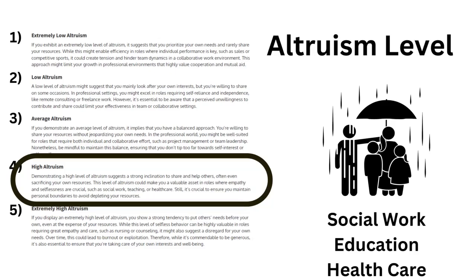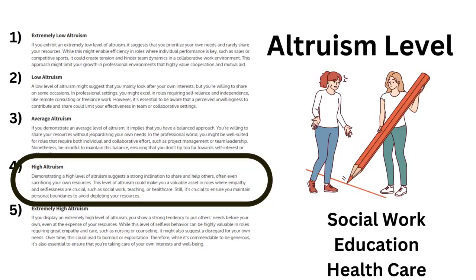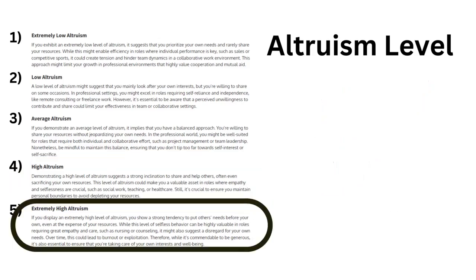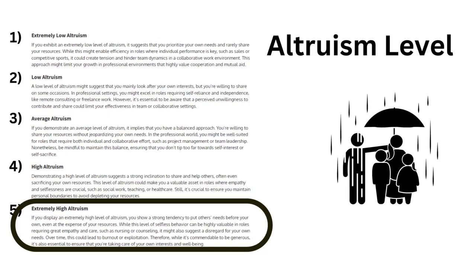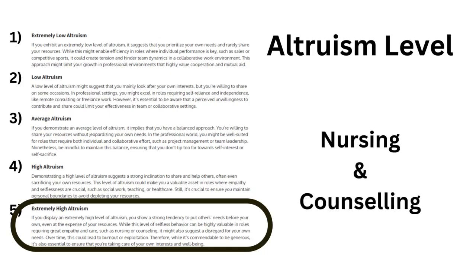But you have to actively make sure you maintain your personal boundaries, both for your survival and to prevent others taking advantage of you. The final group is for people with extremely high altruism. Like Group 4, these people put others before themselves. Your empathy and care for others are perfect for nursing and counseling. But again, you need to actively remember your own needs. If not, burnout and exploitation are likely, preventing you helping others in the long run.